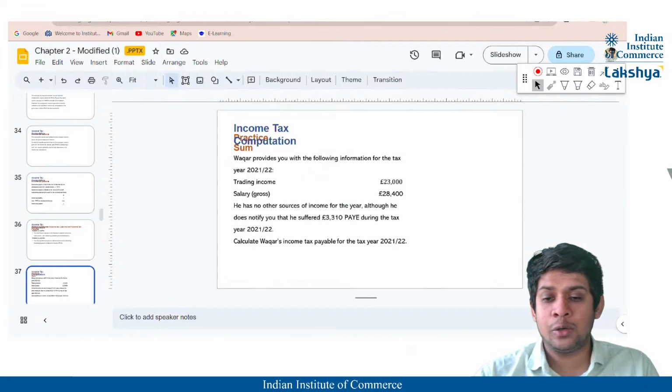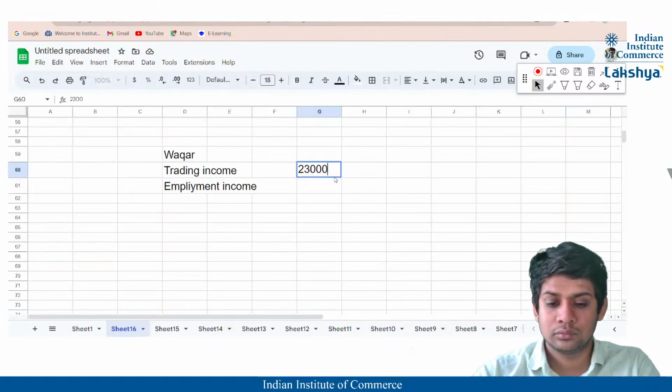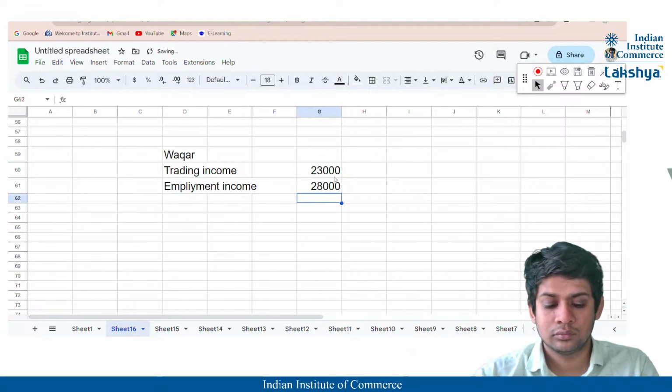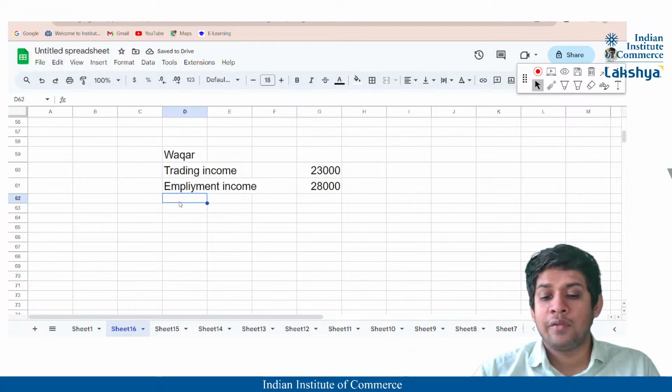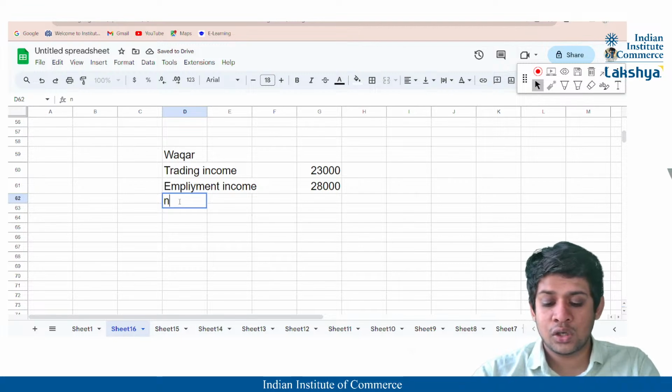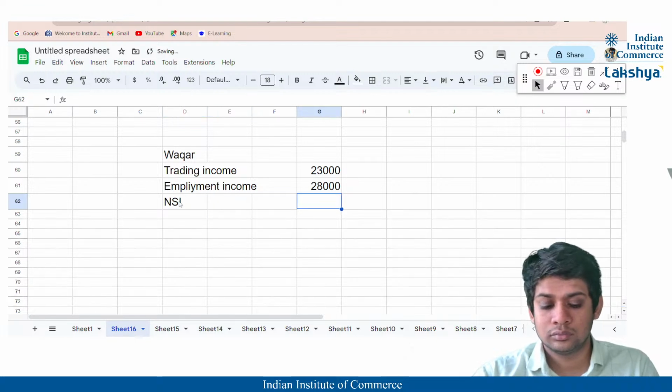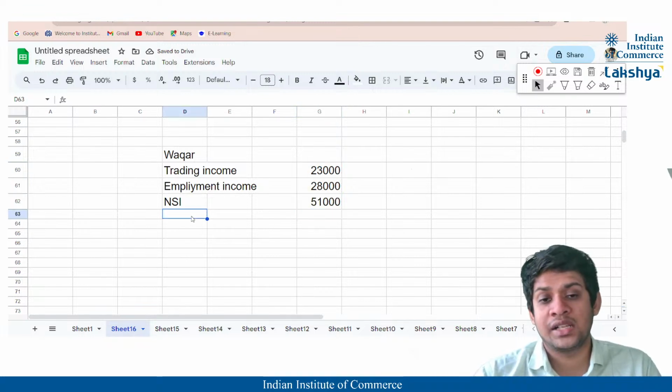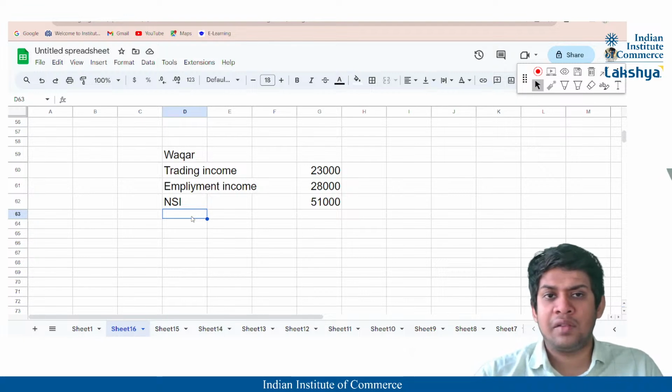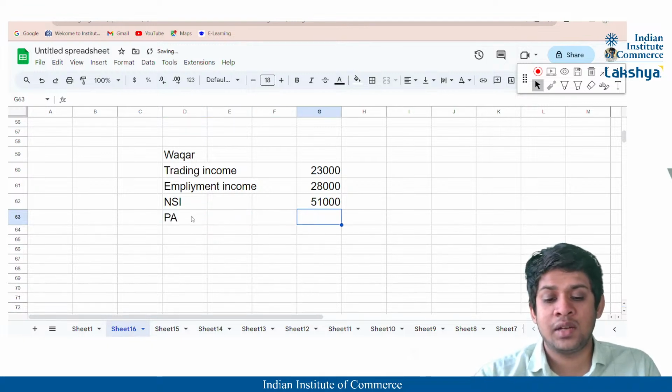It is 23 and 28. Right? From this, so this is your total of non-savings income. Which is also your net income because there are no reliefs to be deducted here because there is no information about it, correct? So technically your non-savings income is 51,000 pounds, right? Now from this your personal allowance will first be deducted of 12,570.